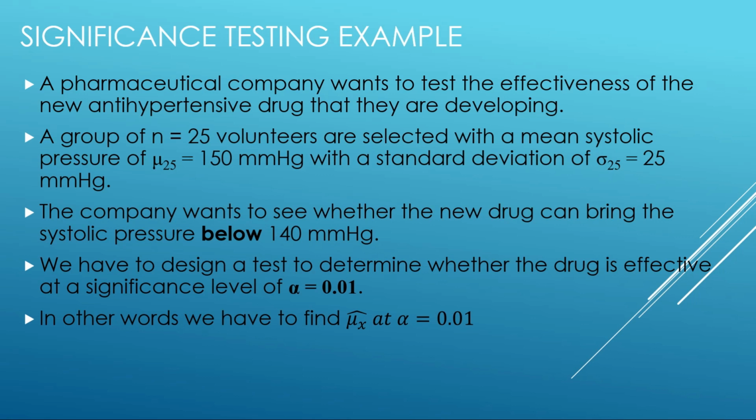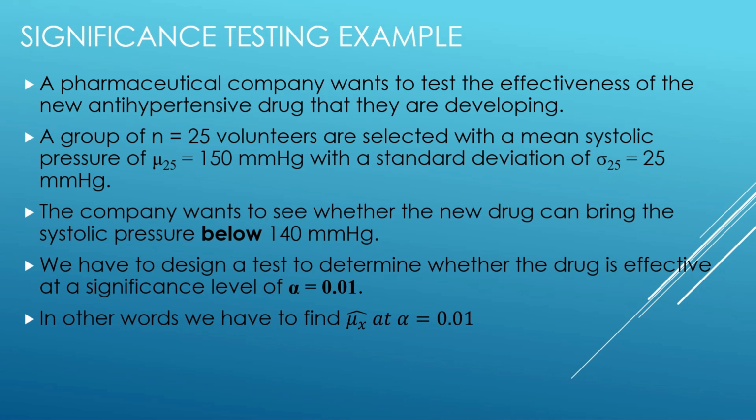Significance testing example. A pharmaceutical company wants to test the effectiveness of the new anti-hypertensive drug that they are developing. A group of n equal to 25 volunteers is selected with a mean systolic pressure of 150 millimeter of mercury with a standard deviation of 25 millimeter of mercury. The company wants to see whether the new drug can bring the systolic pressure below 140 millimeter of mercury.